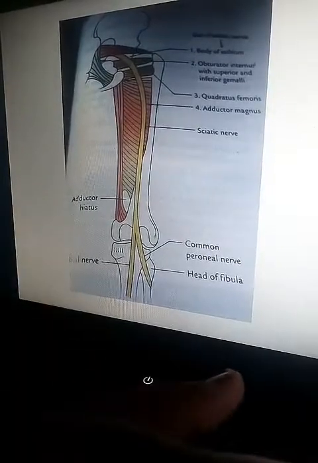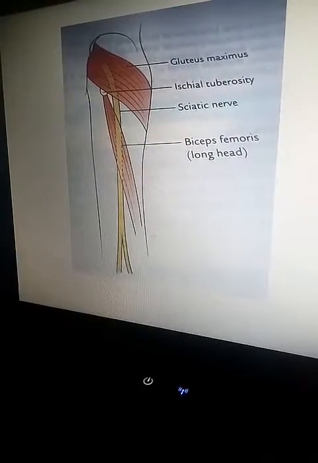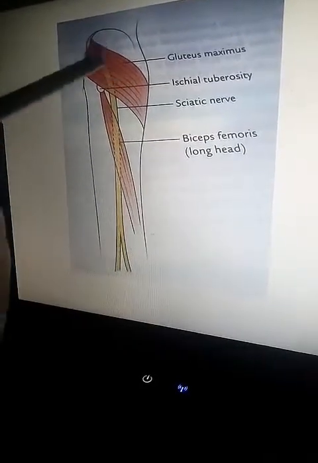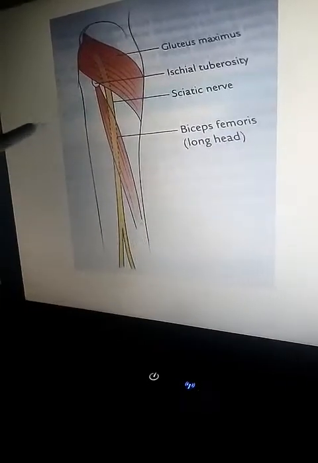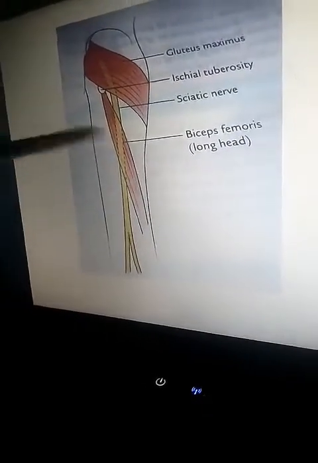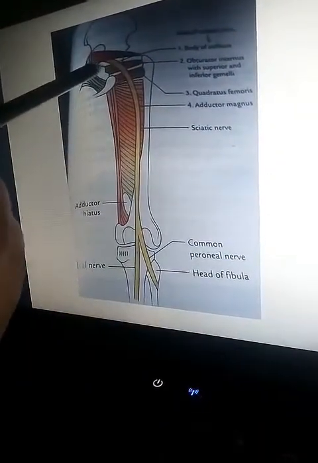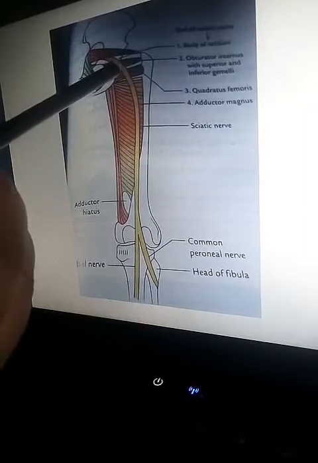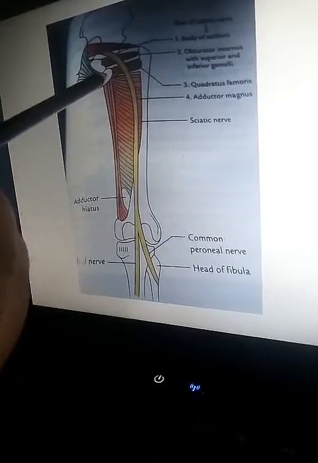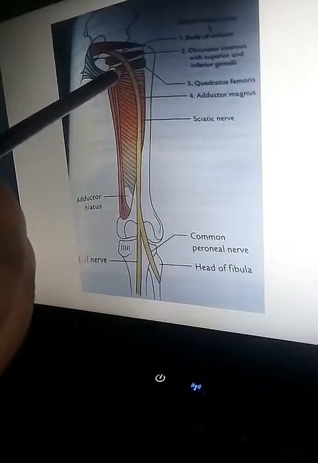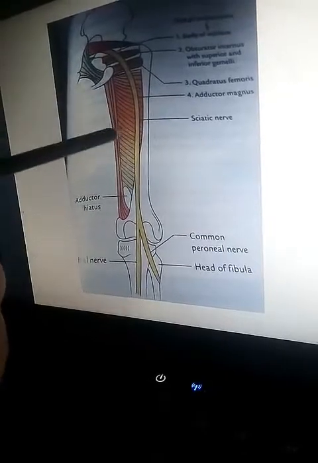Now its relationships. From above downwards, the sciatic nerve is related to the body of ischium. These are the deep relations: body of ischium, tendon of obturator internus with two gemelli, gemellus superior and gemellus inferior, quadratus femoris, and adductor magnus. So these are the deep relationships of the sciatic nerve.